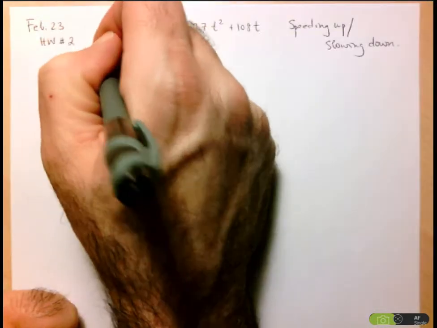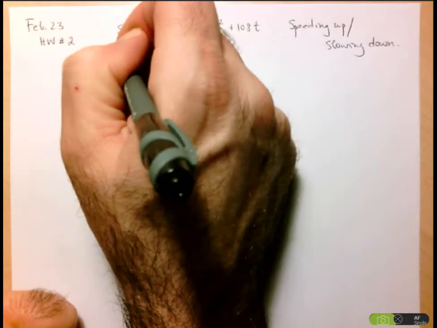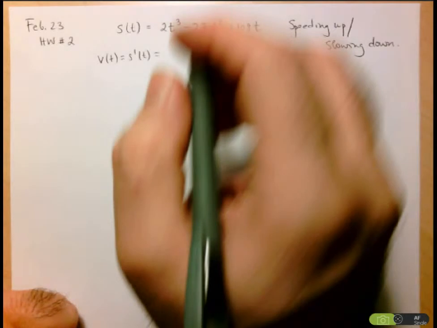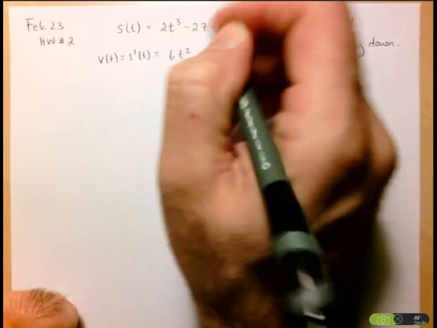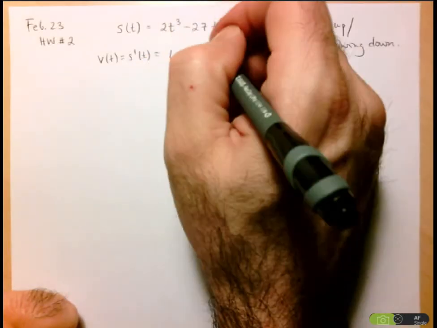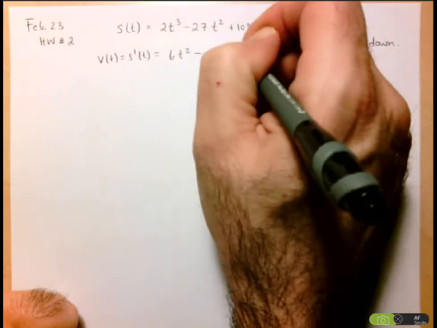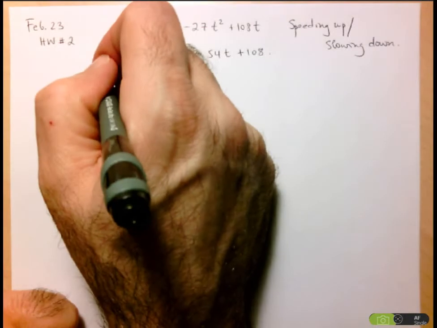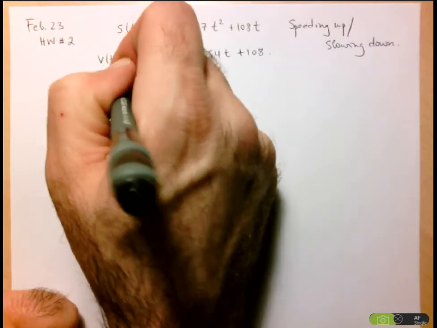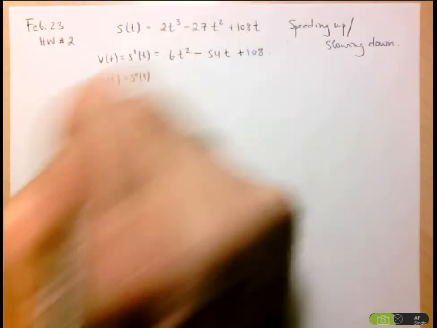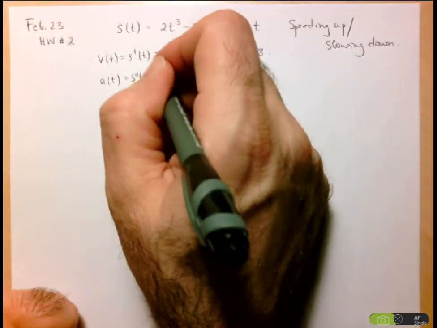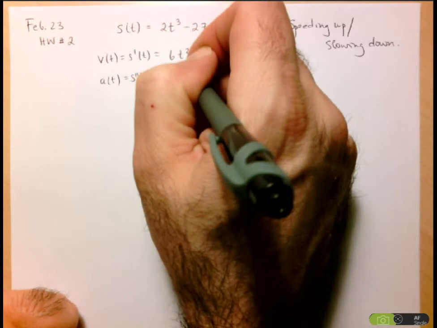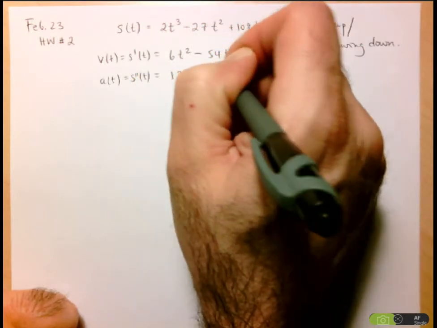So the velocity is just the first derivative of the position function. So here we've got 6t squared minus 54t plus 108. And then the acceleration function is just the second derivative of the position function, so the derivative of the velocity function. So here we're left with 12t minus 54.